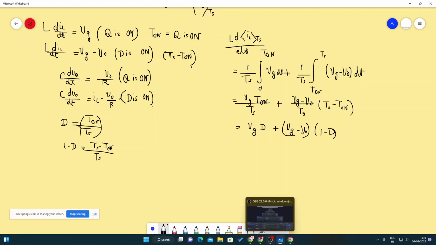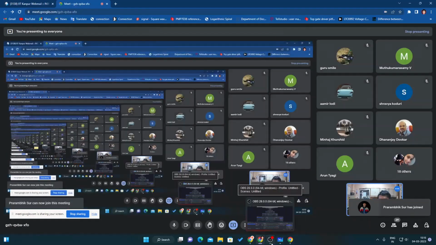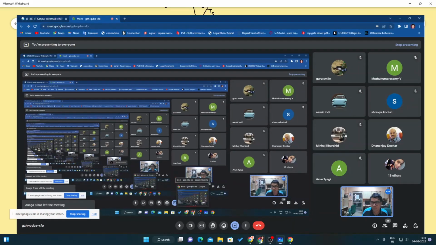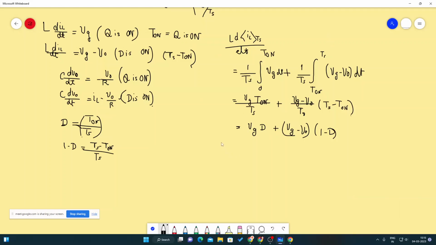Now since we are considering steady state operation, the average current at the beginning of the switching period will be equal to the average current at the end of the switching period. Hence we can say this L derivative of IL over Ts by dt is equal to 0 under steady state condition.